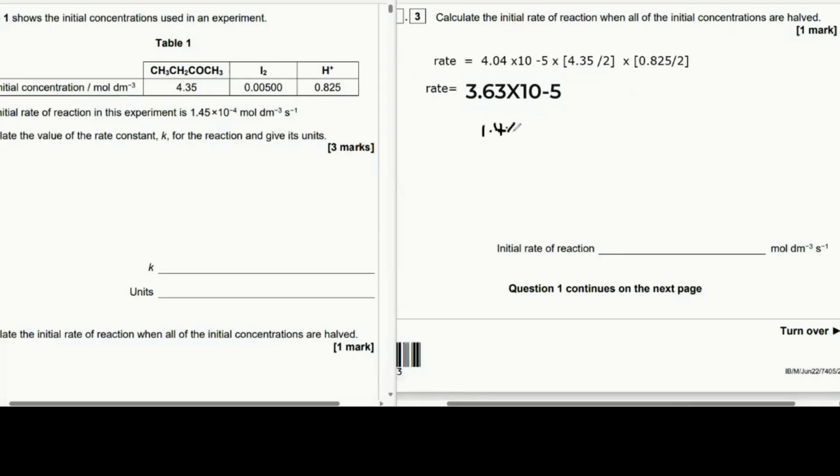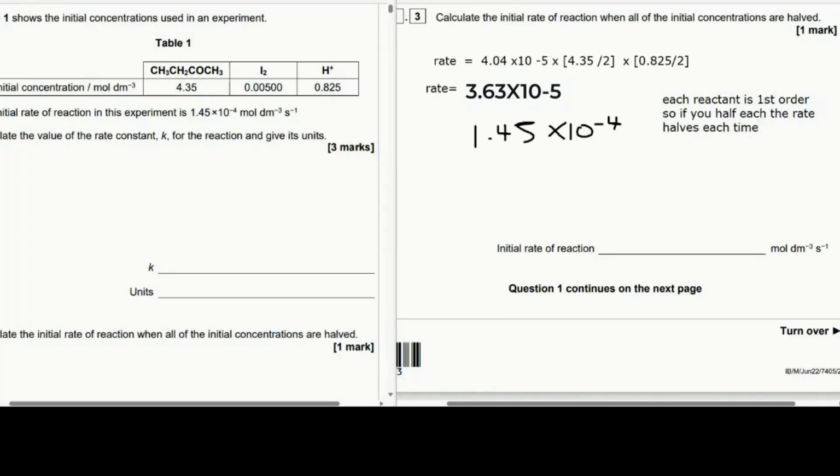Now, there is an alternative way to do this. We could instead do 1.4. We could write out the initial rate of reaction, which is 1.45 times 10 to the minus 4 mol dm to the minus 3 s to the minus 1. Now, because each of the reactants is first order. If you're wondering what first order means, it means they don't have a little number, like the orange 2s I've just written on each. They're not to the power of anything.